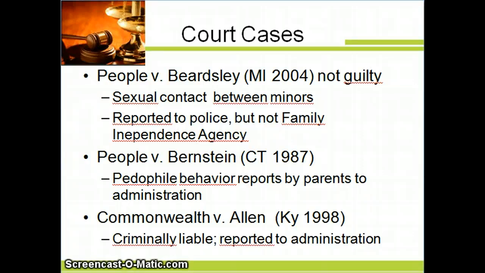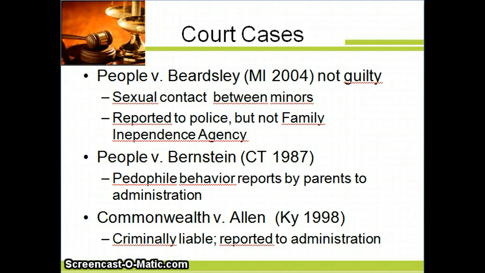They reported sexual contact between a 12 and 13-year-old student to the police, but they did not report it to the appropriate agency. Again, in Kansas, this would be SRS. And the Family Independent Agency took them to court because they did not get the initial report.